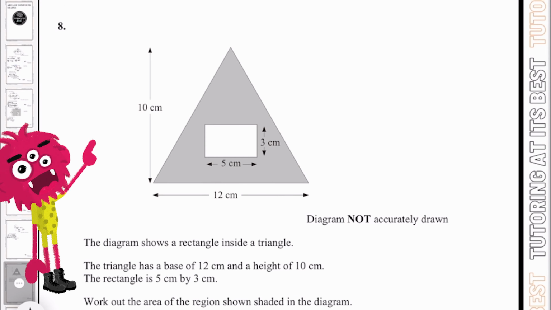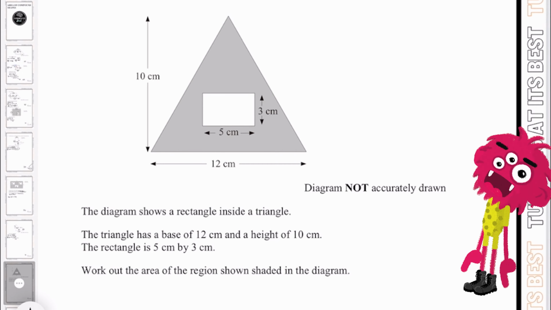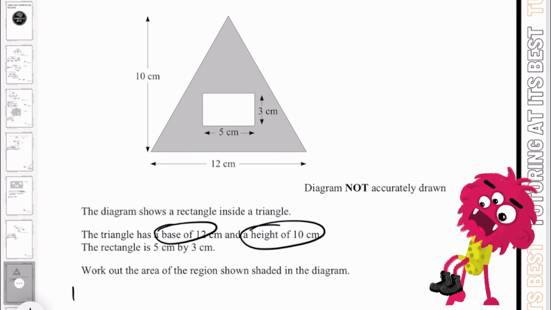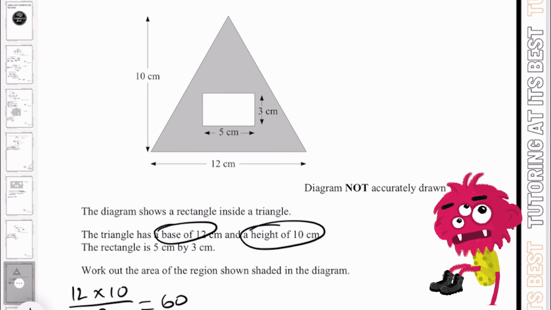So now this diagram shows us a rectangle inside of a triangle, and we have a base of 12 centimeters and a height of 10. So remember, in order to work out the area of a triangle, we have our base times height divided by 2. So we have our base of 12 and our height of 10, so we can have 12 times 10 divided by 2, which gives us 60.